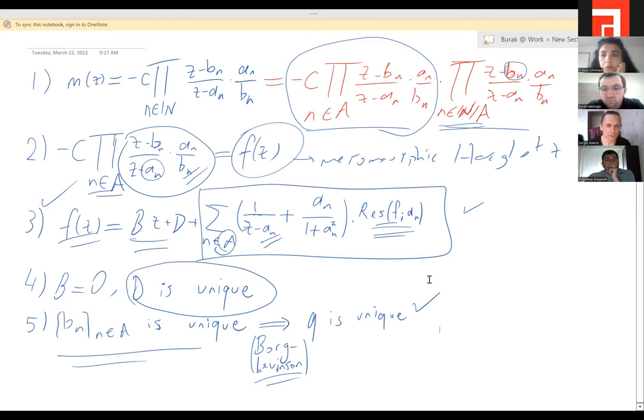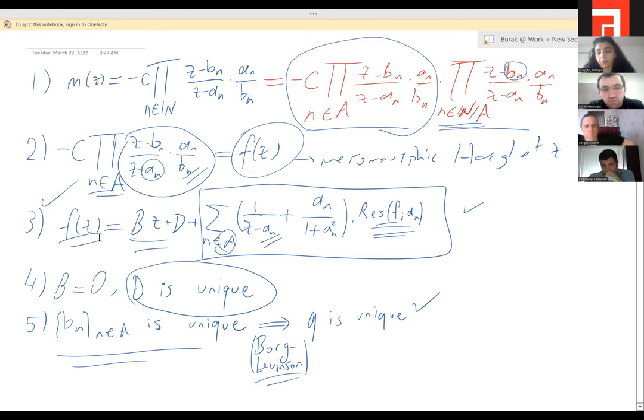And how do you use formula three? In formula three, since a_n and b_n have the interlacing property, F is a meromorphic Hilbert function. So formula three is nothing but the Hilbert representation theorem. And in this formula three, in the summation, we have just a_n and residues with index a, and we know all of them. So one just needs to find uniqueness of the linear part, and this is what I did.